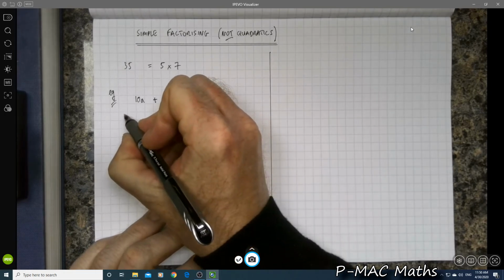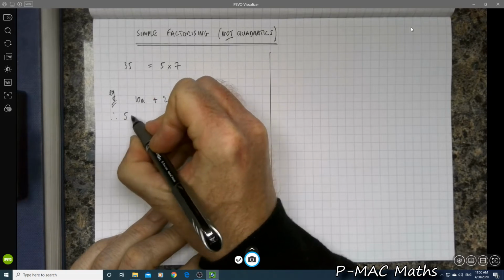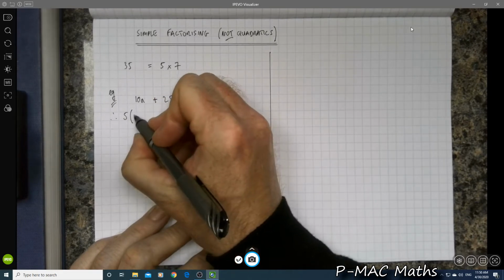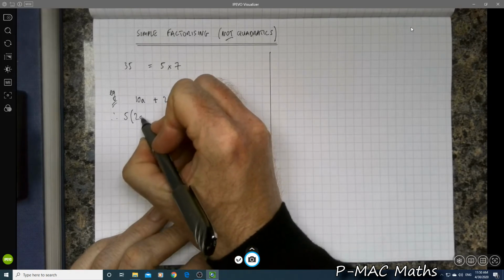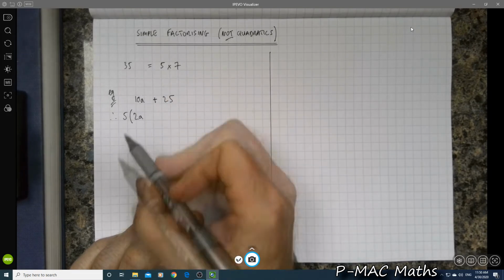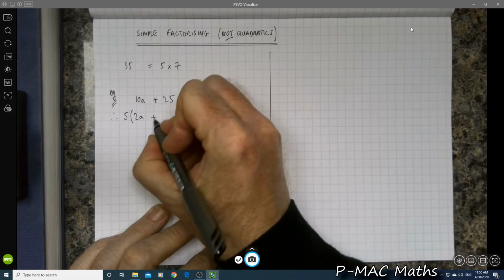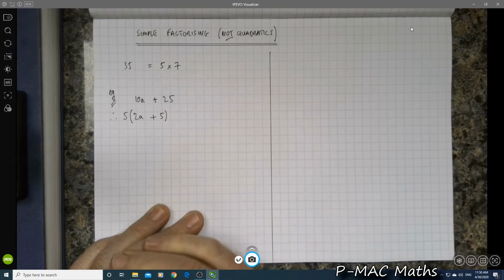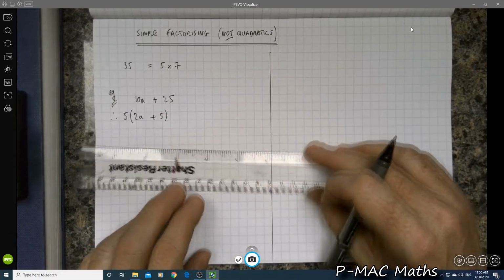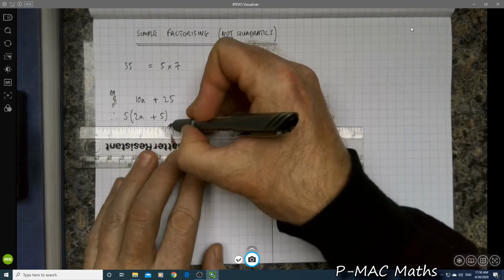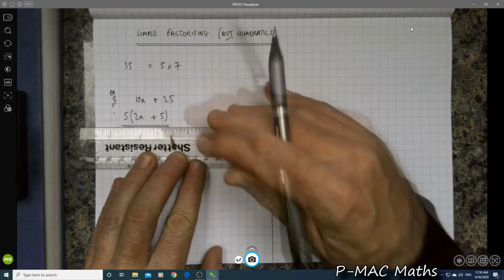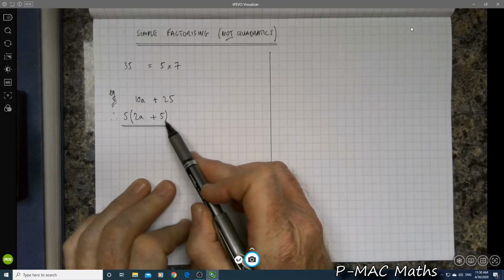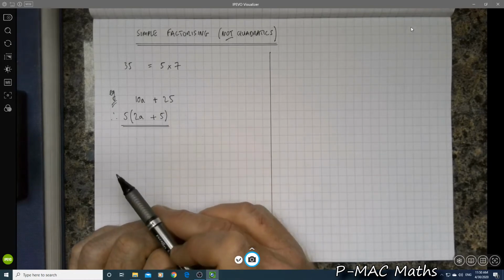So I write down a 5. 5 times what makes 10? 2. And I need a 10a as my term, so I've got to put down an a as well. 5 times 2a would make 10a. Plus 5 times what makes 25? Well, that's a 5 as well. So I've rewritten that expression as a multiplication of 5 and the bracket 2a plus 5. So I have factorised this expression.